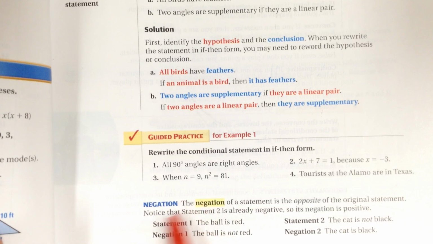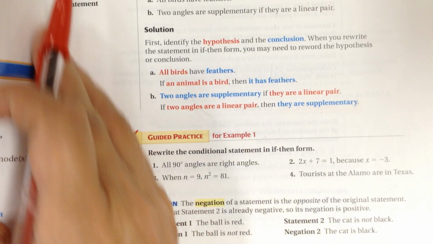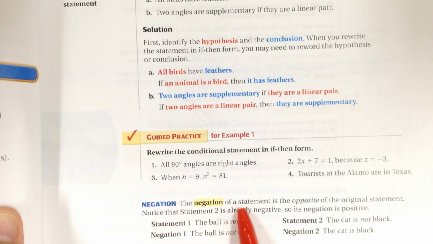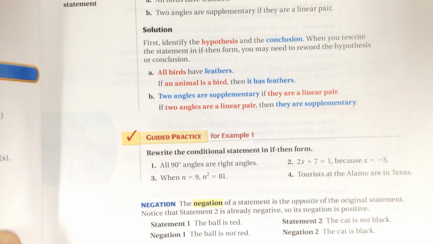Negation is like in algebra when you multiply by -1. The negation of a statement is the opposite of the original statement. Notice statement 2 is already a negative, so its negative is positive. If you have a negative number and multiply by a negative, it becomes positive. Let's look at statement 1. It says the ball is red. The negation would be the ball is not red. You can see is becomes is not. In geometry, when you write the negation of a statement, you just add the word not.